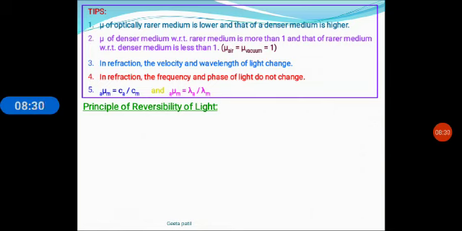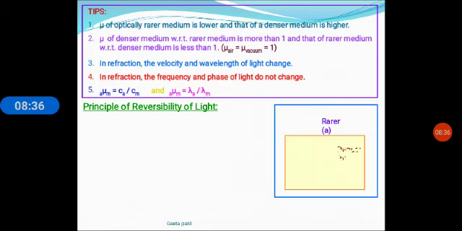Now let us focus on the principle of reversibility of light. Once again we consider here the refraction phenomenon in a given pair of media. Here we can consider two media: one is rarer medium A and the other is denser medium B of refractive index mu. In denser medium, we put one more refracting surface.